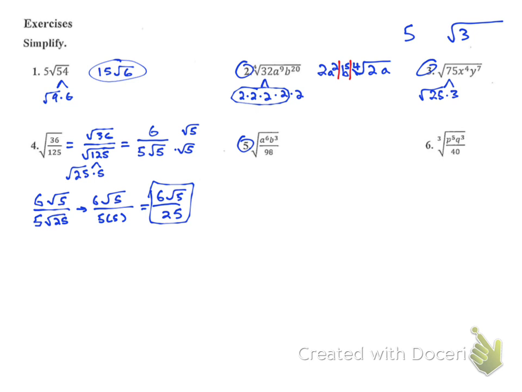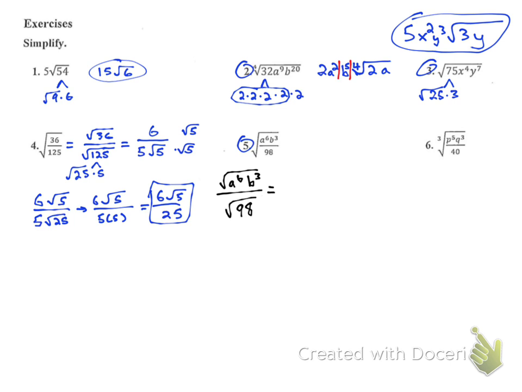How many times does 2 go into 4? Twice. Good. How many times does 2 go into 7? 3. And what's my remainder? 1. Good. All right. And then number 5.